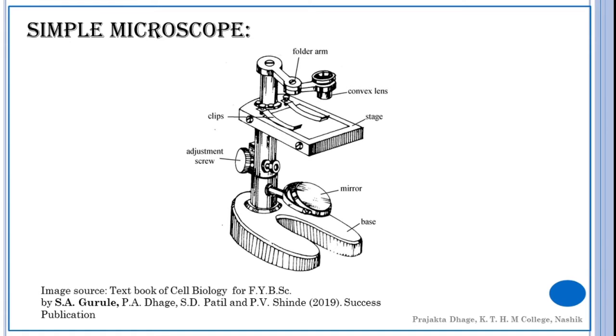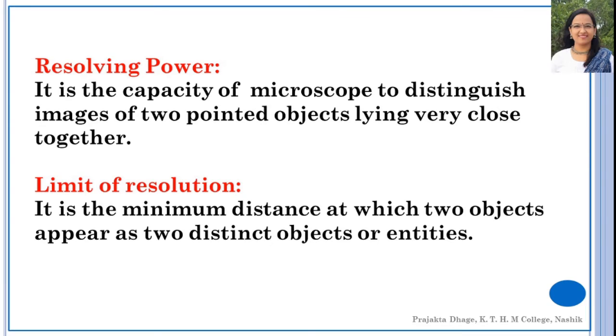Okay, now let's see what are resolving power and limit of resolution. We have already seen what resolving power is, but I will again tell you what it is. It is the capacity of a microscope or any other instrument to distinguish two pointed objects lying very close to each other. Okay, and let's talk about limit of resolution.